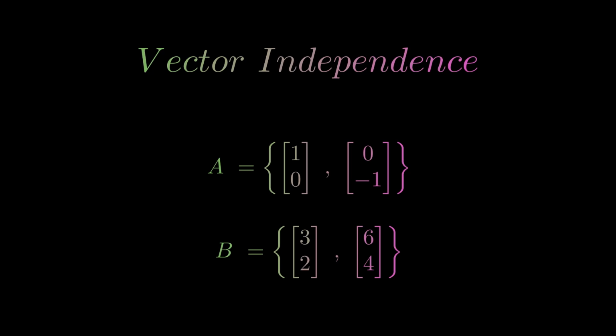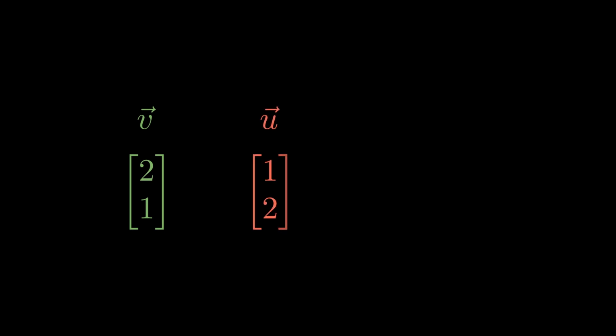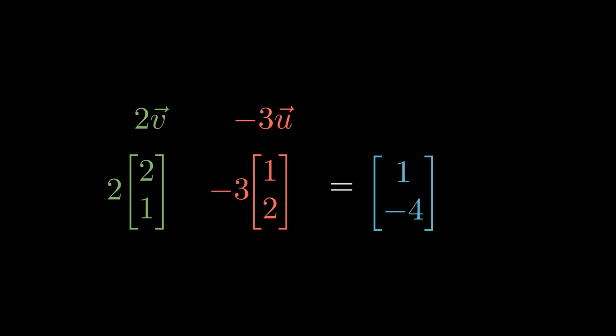To understand linear independence of vectors, we'll first look at what is a linear combination of vectors. Let's say we have the vectors as we saw in the previous video. They add up to give 3, 3. So we'll say that 3, 3 is a linear combination of v and u. We say this because the two vectors combined and formed a new one. We can have 2v minus 3u, and that produces another vector. That too is a linear combination.